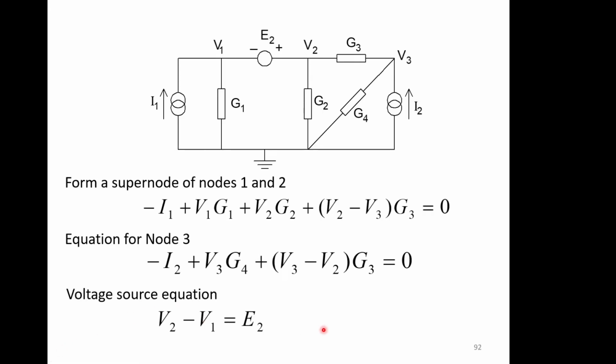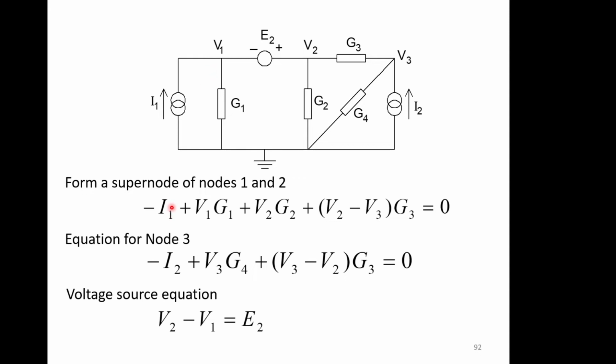Okay, sounds complicated, let's just see what we do. So we form a supernode of nodes 1 and 2. We notice that this voltage source here is undefined, but it's current through it. We don't really know much about it. So we say that's our supernode. So what we're going to do then is sort of ignore this. And we're going to say, what's going on here? We've got this current source here, and its current is leaving, so this is negative.